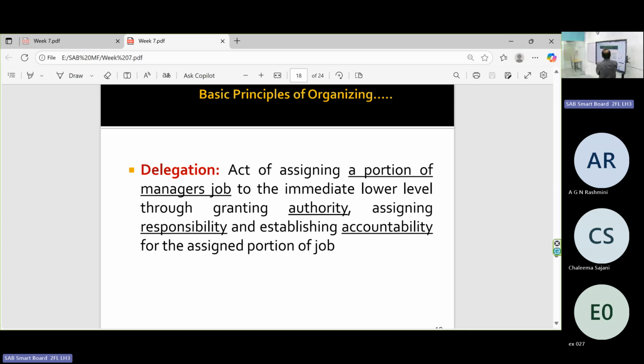Then in granting authority, these three concepts should be known: authority, responsibility and accountability. Responsibility is the personal obligation to perform the task given with the authority. Accountability is when the task is not completed as expected and there are differences, the person must provide the reasons. The performance gap should be justified by the person.